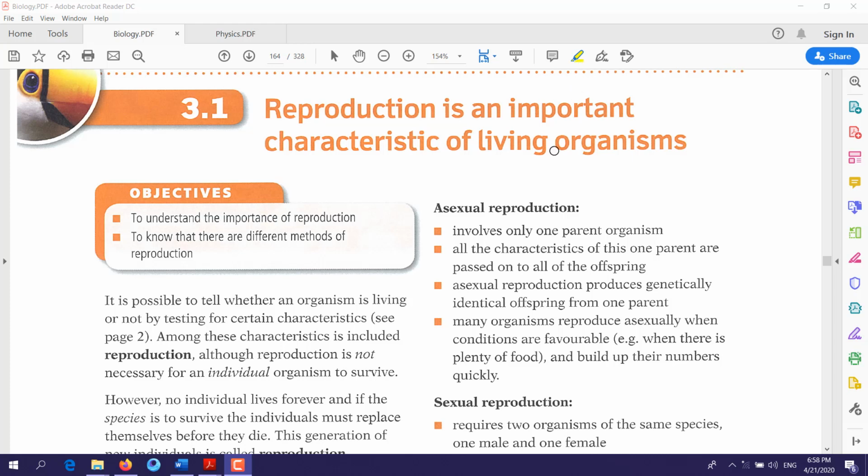Hello everyone. Today we will start with Unit 3. Unit 3, 3.1. It's about reproduction, an important characteristic of living organisms.